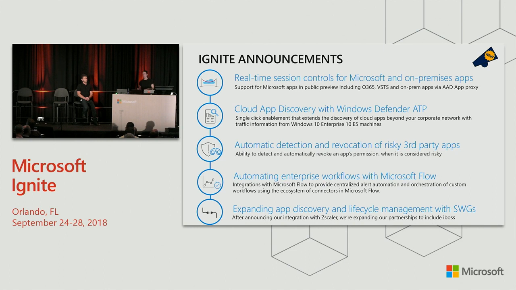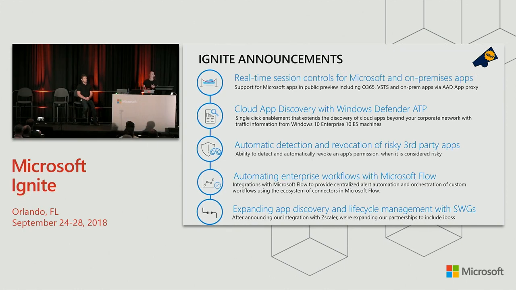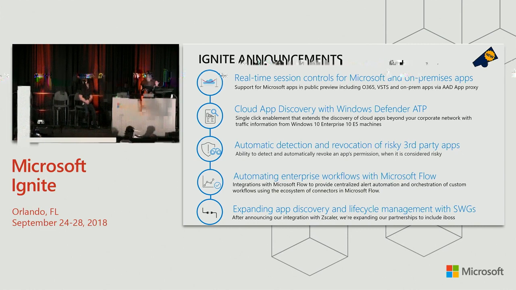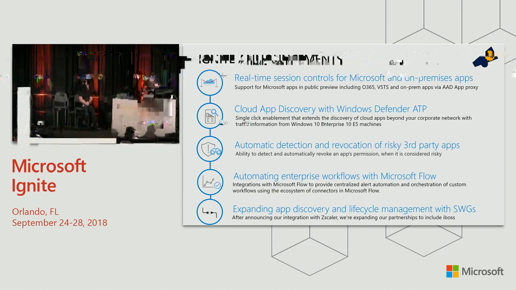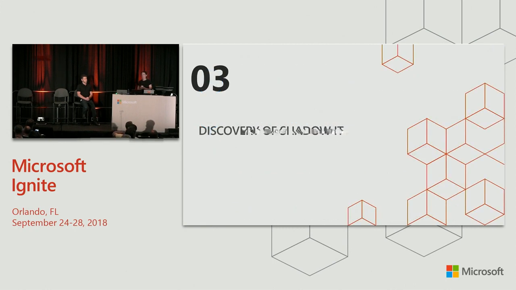Automatic detection and revocation of risky third-party apps, which is super critical, and we actually see a rising demand for that in the market. Then, automating enterprise workflows with Microsoft Flow, really allowing you to bring this into your existing workflows. And lastly, we are also expanding our third-party partnerships with existing secure web gateway vendors. We announced Zscaler earlier this year, and we've now added iBoss to that set of partnerships as well.